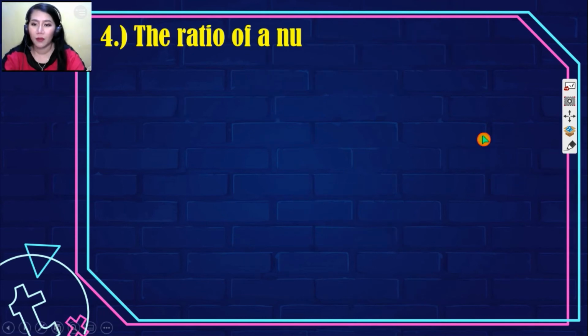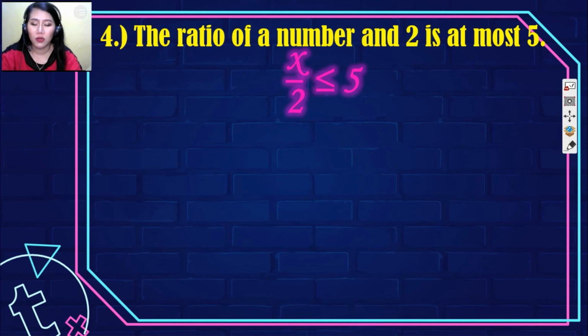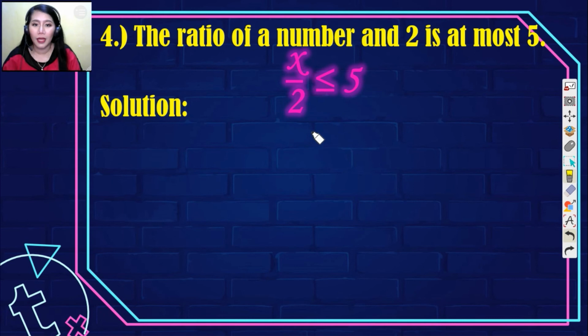Let's have the ratio of a number and 2 is at most 5. So this inequality can be written as this one is at most 5. And to show our solution, we'll have the following. x out of 2 is at most, or is less than or equal to 5. And then, syempre division ito.